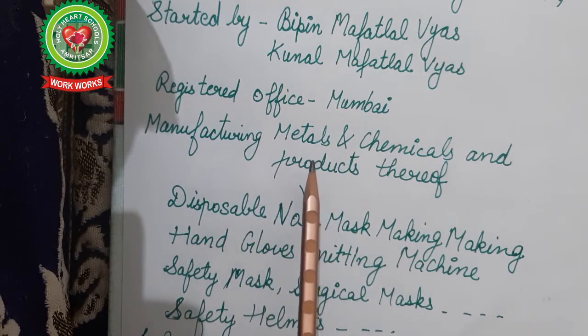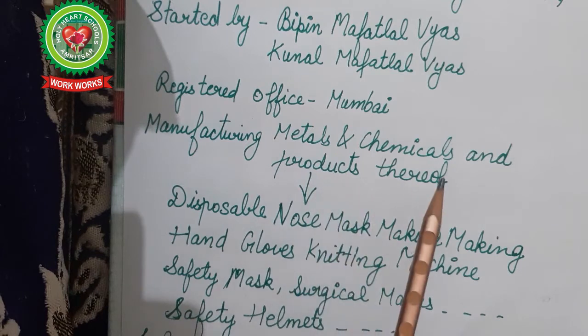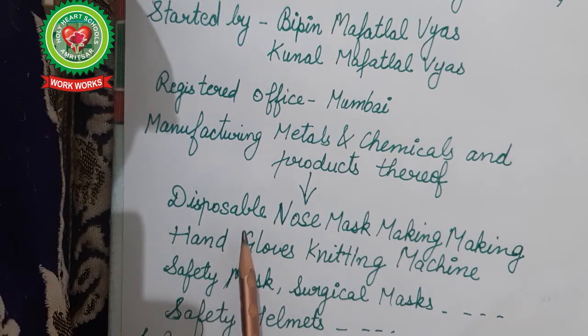Now, what are they manufacturing? They are manufacturing metals. Metals means machines they are producing. They are producing chemicals to be applied in gloves and masks. Because they don't only prepare face masks, they deal with surgical masks, they deal with air muffs. So they deal with a variety of products which have to be dealt with in pharmacy shops, surgical equipment, right? They deal with disposable nose mask machines, hand gloves machines, safety masks, surgical masks, safety helmets, the helmets which we wear. These days in the news, the doctors are wearing full-fledged padded helmets, they are covering their faces also.